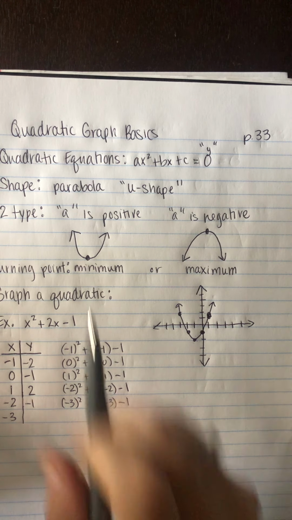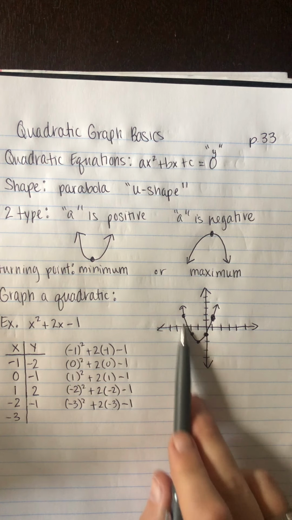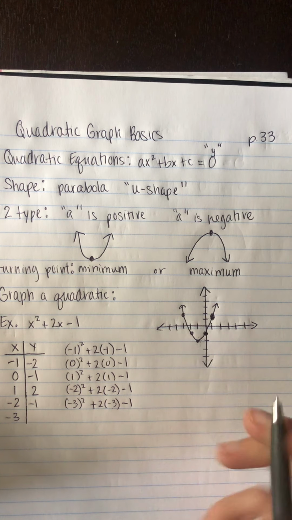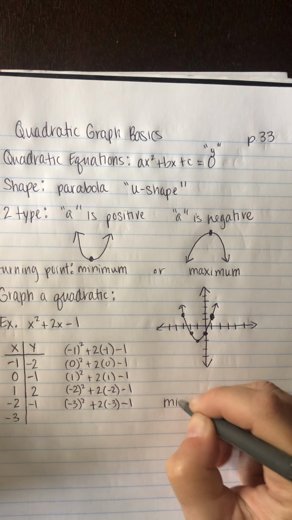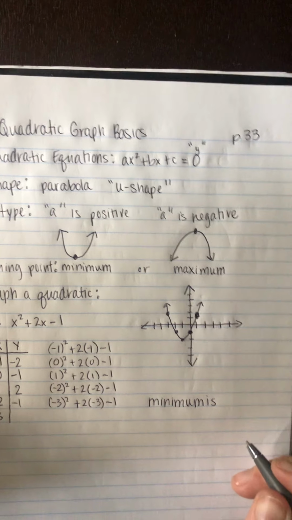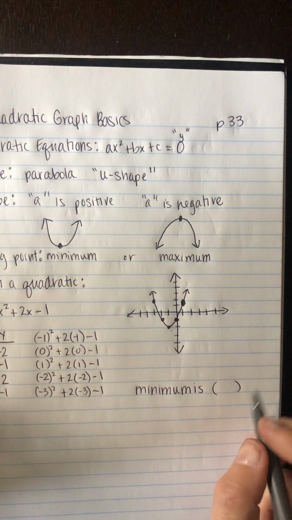All right, so because our a value, our very first value, was positive, we should have ended up with this right side up U. And our minimum value is right here. So our minimum is going to be the point -1, -2.